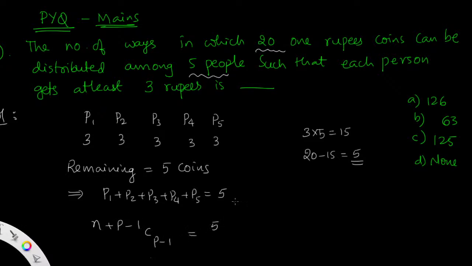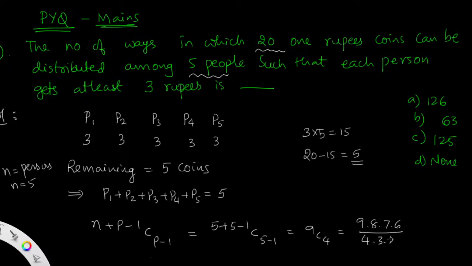That is n equal to how many members? n is nothing but persons. n equal to 5, and coins also remaining 5 coins. 5 plus 5 minus 1 C 5 minus 1, that is 9C4. 9C4 is nothing but 9 into 8 into 7 into 6 by 4 into 3 into 2 into 1. 4 2s are 8, 3 3s are 9. So that is 126. Then go to the option number 126.